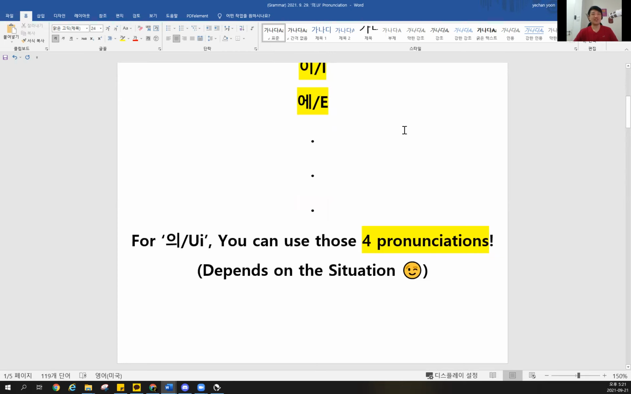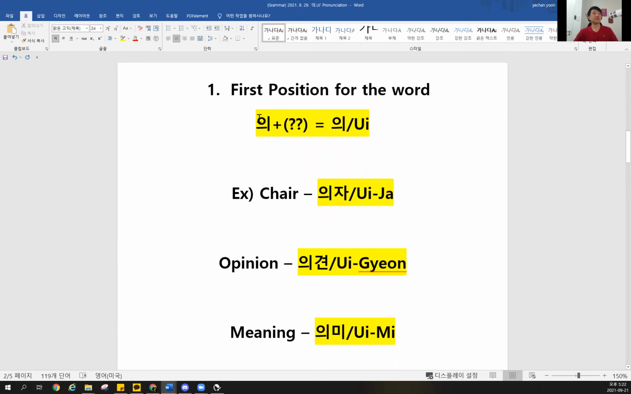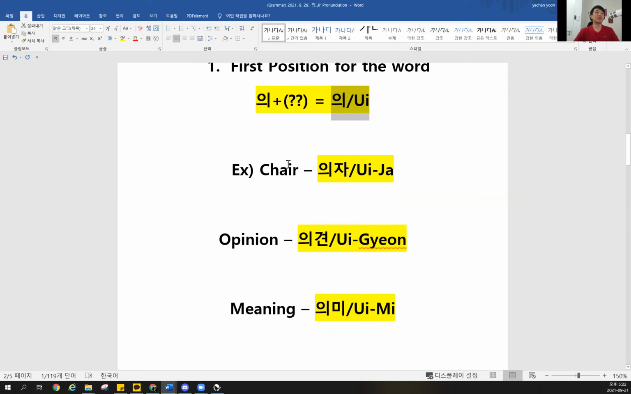So I'm just going to go to the examples directly. Let's go to the first one. For the 의, first of all, if the 의 is the first letter of the word, the first position of the word is going to be pronounced as 의. All right, so this is the example. Chair, how can you say it? 의자. Because this is the first letter of the word, it's going to be pronounced as 의. 의자.